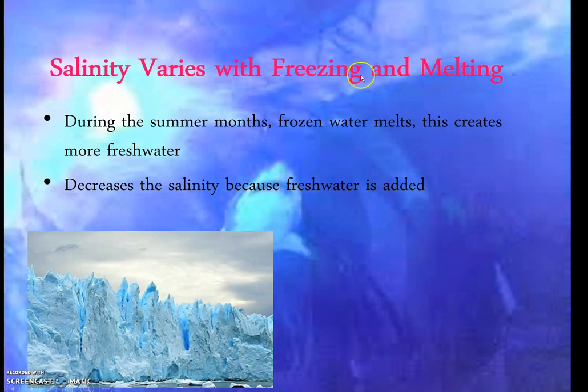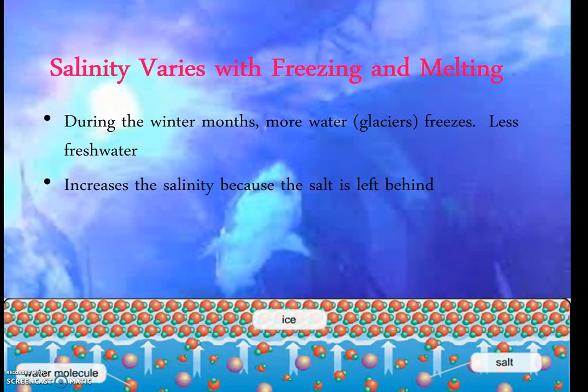Next, salinity varies with freezing and melting of ocean water, especially glaciers. During the summer months, when the glaciers get warmed up, the frozen water melts. This creates more fresh water. This decreases the salt content of the water because as fresh water is added, the ocean water is less salty because there's less salt. The opposite happens in the winter months.